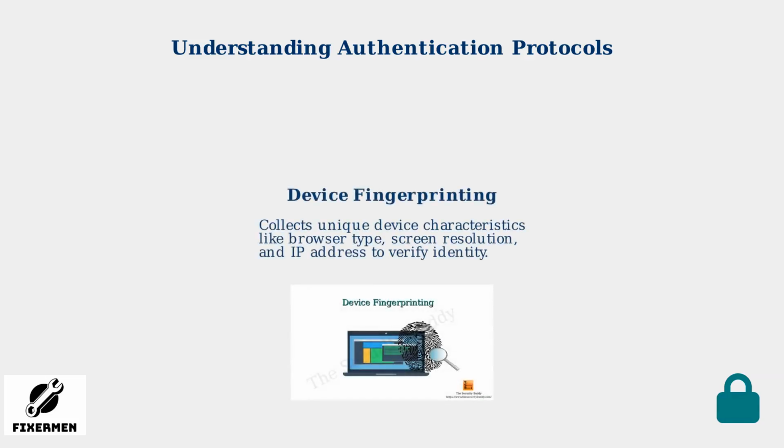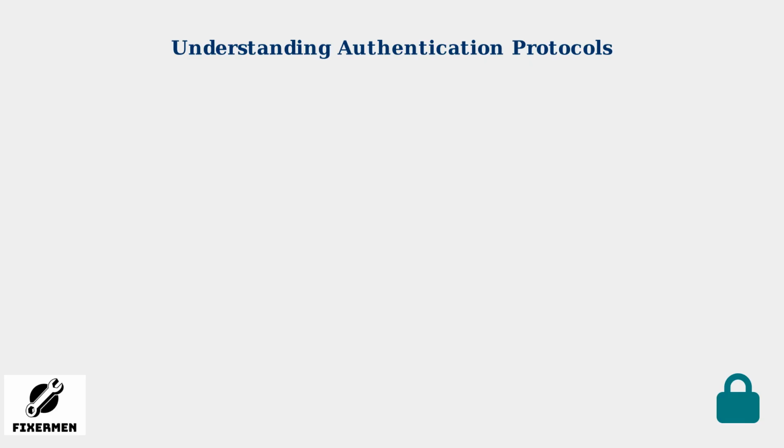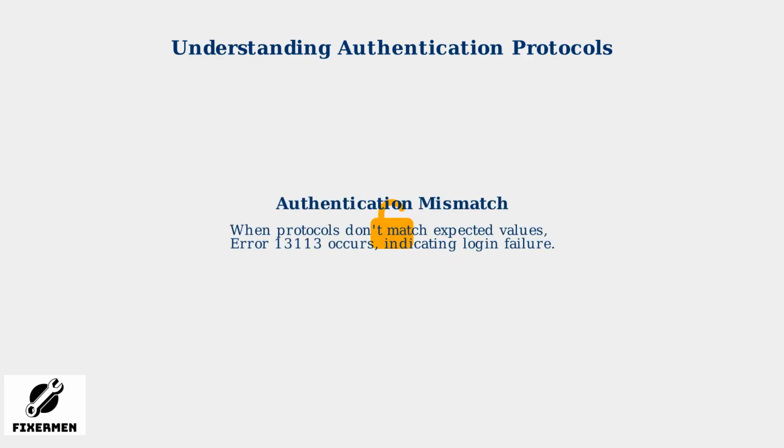Device fingerprinting collects unique characteristics of your device, such as browser type, screen resolution, and IP address, to create a digital fingerprint that helps verify your identity during login. If there's a mismatch in any of these authentication protocols, such as an unrecognized device or failed CAPTCHA, PayPal triggers error 3113 to protect the account from potential security threats.